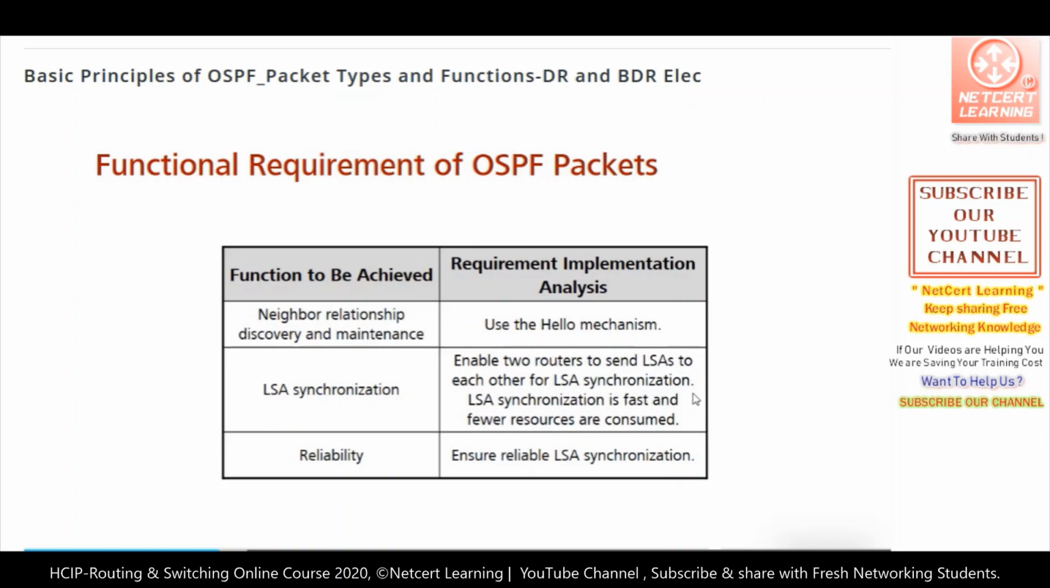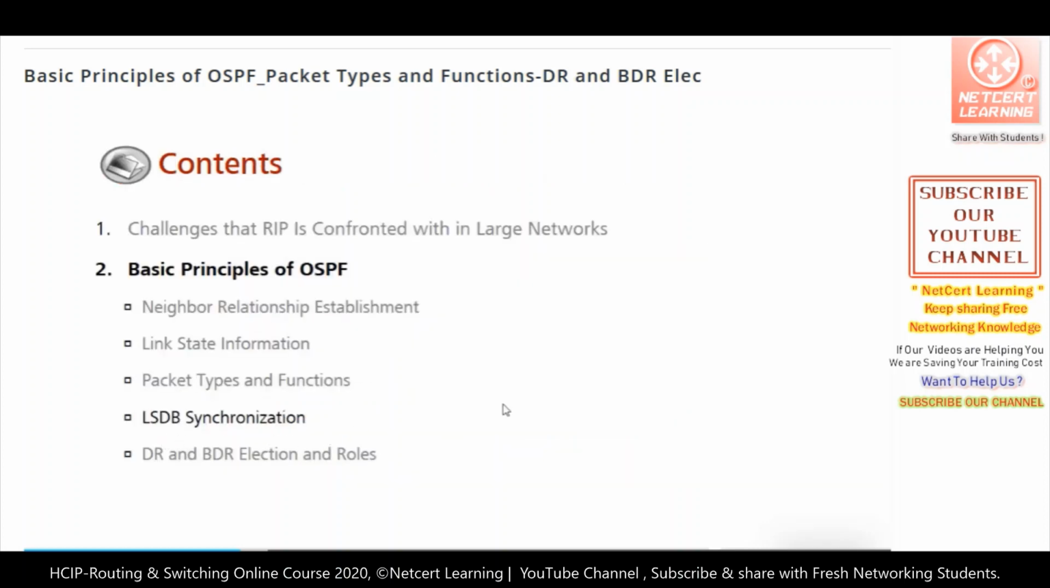If you still remember, earlier on I mentioned the packet types, as in first is the database description, then we have a link state request as well as the link state update. So the link state advertisement synchronization is fast and few resources are consumed as compared to RIP, which simply gives out the entire routing table every 30 seconds. And finally, the function of OSPF packets has to be reliable, and that is ensured by using the link state ACK or advertisement. So we have a reliable link state advertisement synchronization. All in all, you can see that the OSPF protocol is more reliable as well as more robust and can scale better as compared to RIP. Now let's look into the LSDB synchronization.